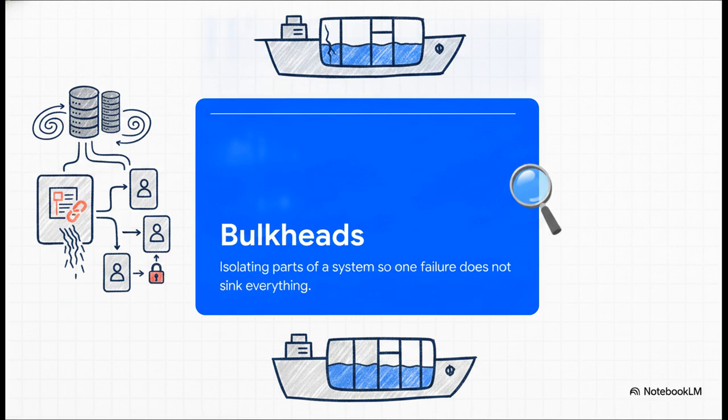In software, we use these to separate resource queues. This ensures that one massive heavy report generation job triggered by a single user doesn't gobble up all the database connections that everyone else needs to simply log in. The failure stays perfectly contained in its own little compartment.